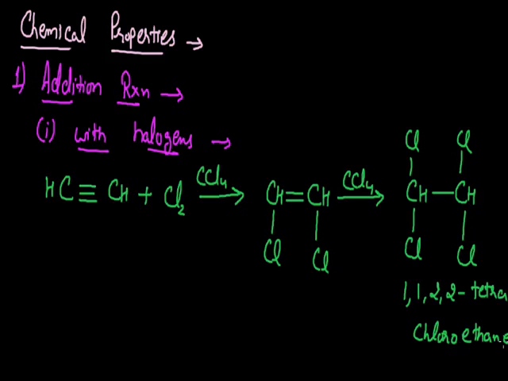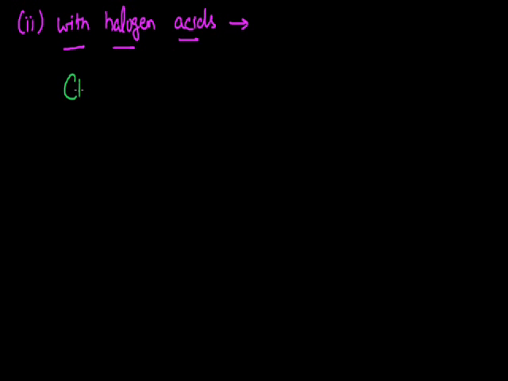Instead of this halogen, if we take hydrochloric acid or any halogen acid, it will further go for the addition reaction, and that is the second kind of addition reaction. With halogen acids like hydrochloric acid, hydrofluoric acid, hydroiodic acid or hydrobromic acid, we can perform this addition reaction. For example, here I am taking hydrochloric acid. So when we start with the molecule of ethyne, that is CH triple bond CH, when it reacts with hydrochloric acid, this pi bond breaks and the result is the formation of two sigma bonds.